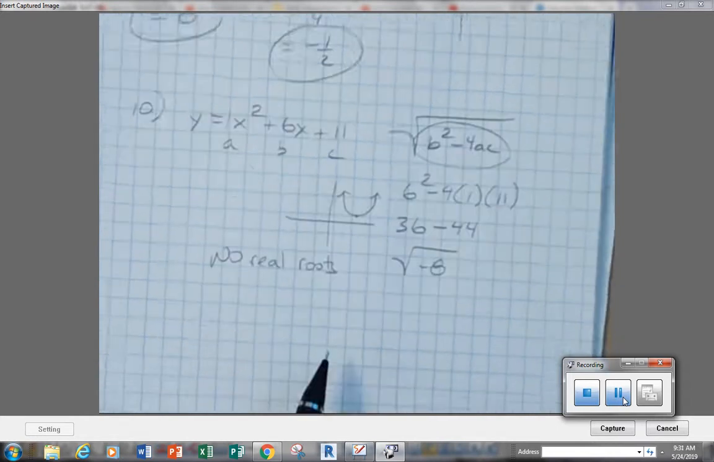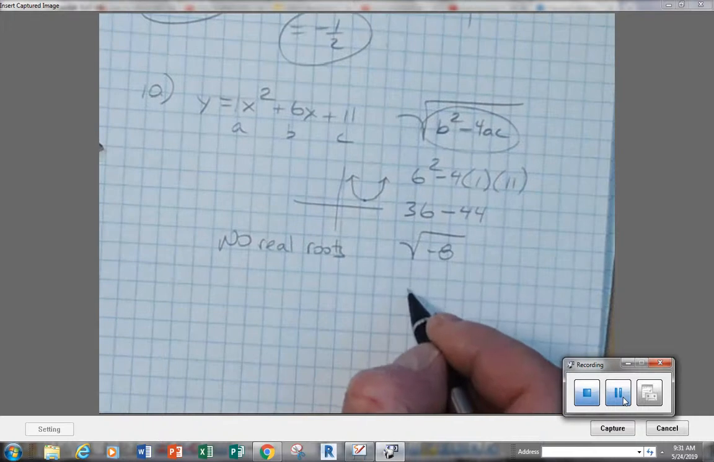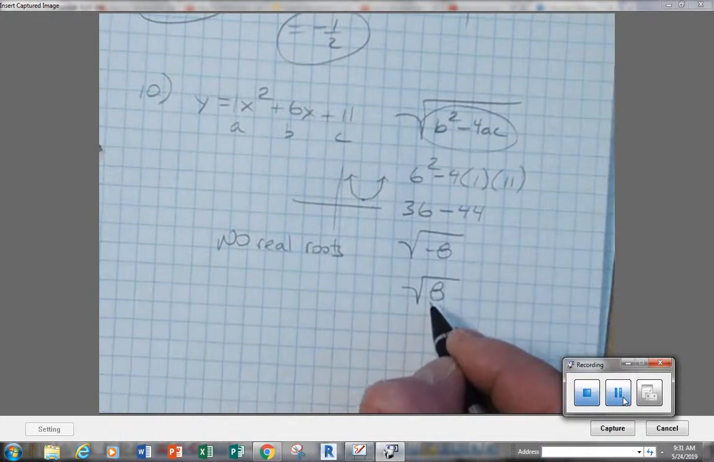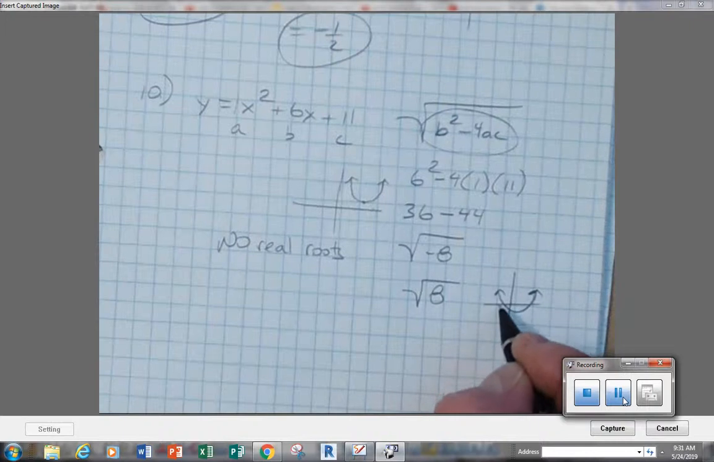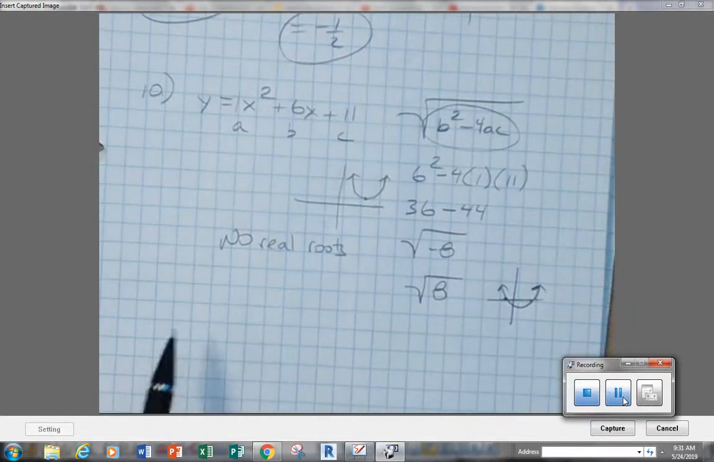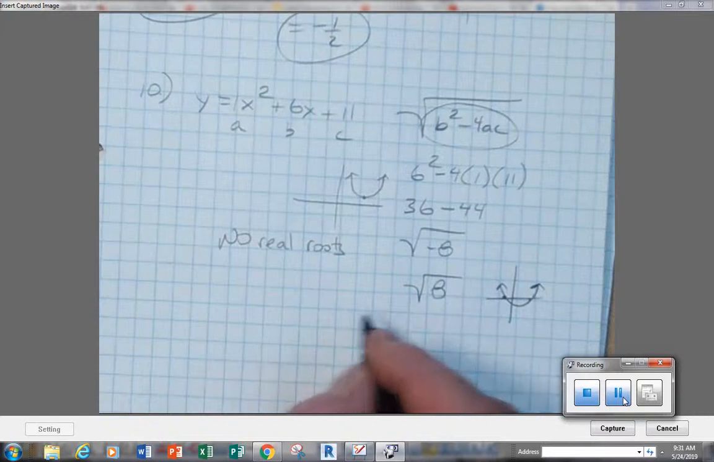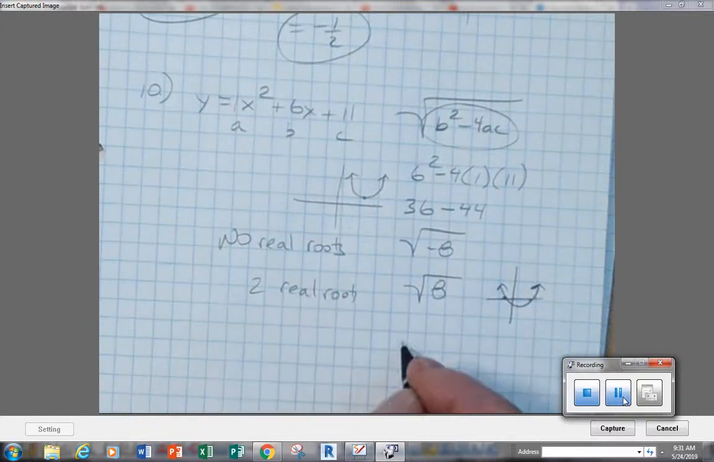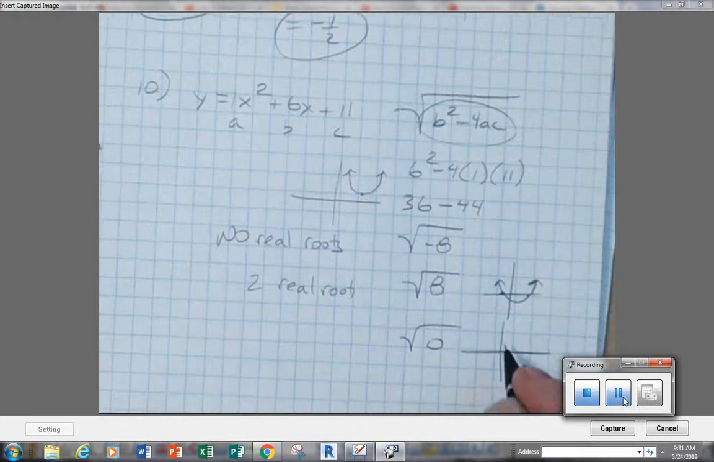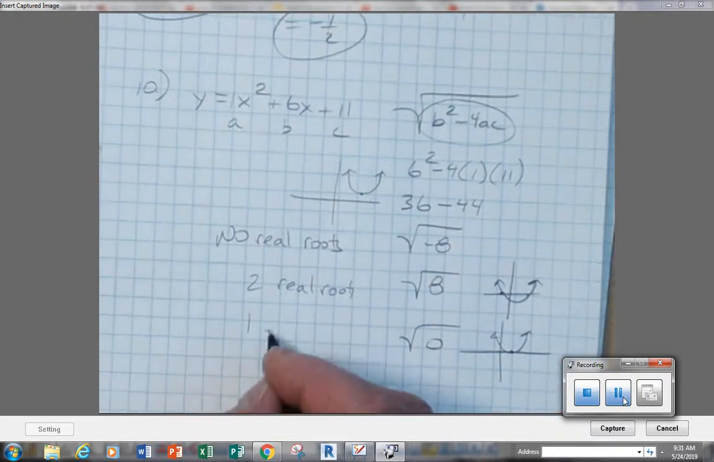Remember, the other ones are this. If you have a positive number underneath there for the discriminant, that means you have two real roots. If you have a negative, no real roots. If you have a 0 under there, that means it touches the x-axis in one place, one real root.